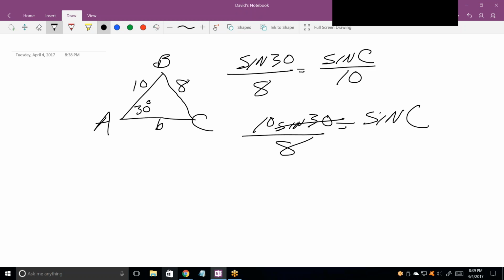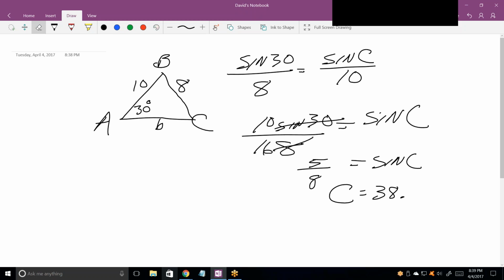Sine of 30 is 1/2. So we got sine of C equals 5/8. Tell me what C is. Let's just leave it at 38, okay? These decimals don't do anybody any good. We'll leave it at 38 degrees.